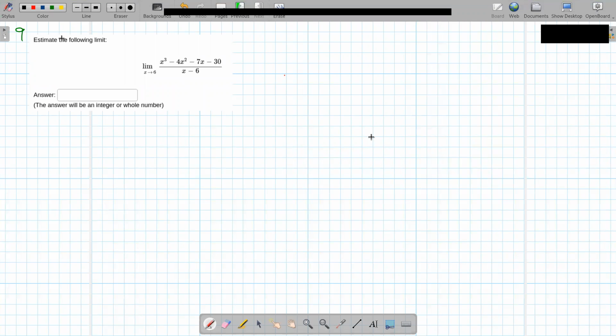So here we want to estimate this limit. A calculator is a great way to do that, and then we'll see if we can apply some algebra, like often with rational functions we can. We've seen that in a few examples where, with rational functions, we were able to not just estimate but exactly find the limit. So first thing is a calculator.